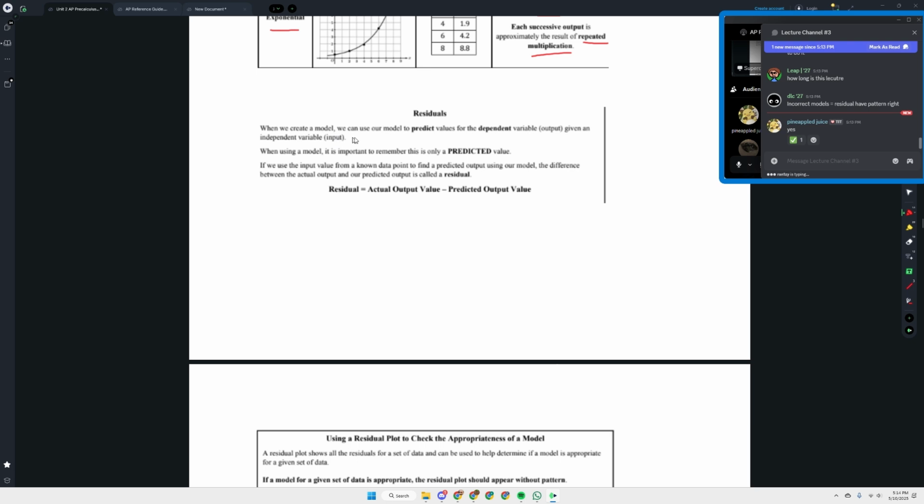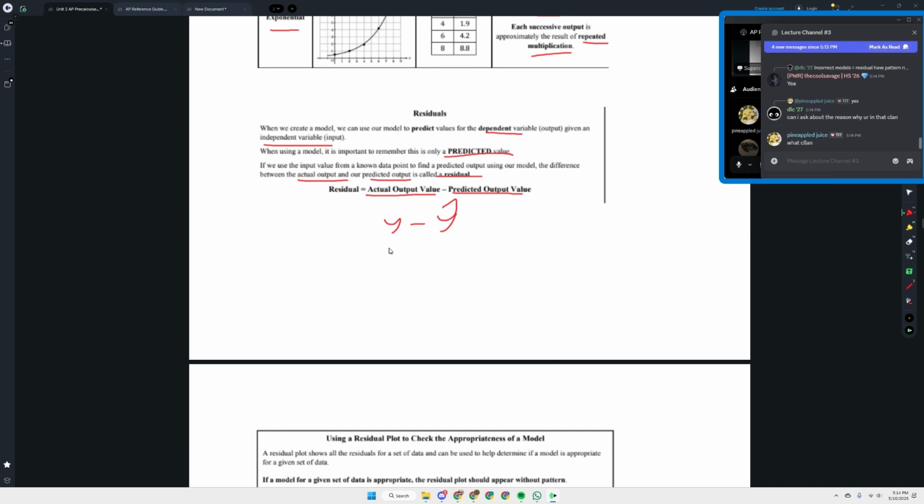Residuals. Residuals are used to predict values for a dependent variable given an independent variable. It's important to know that a line of best fit or a least squares regression shows only predicted values. If the input value is from a known data set, to find the predicted value using our model, the difference between the actual output and our predicted is called a residual. So actual output minus predicted. So y minus y hat, if you want to remember that. Y is what your data gives you, and y hat is what the line gives you.